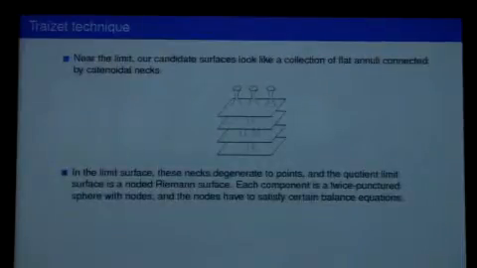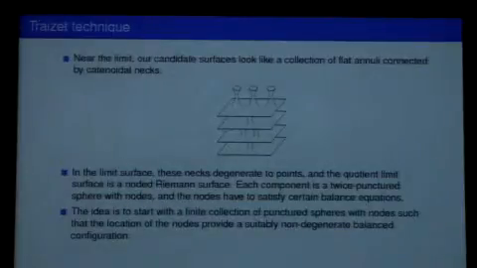In the limit surface, the necks should degenerate to points, like in the animation showed. The quotient limit should be a noded Riemann surface. Each component in that noded Riemann surface will be a twice punctured sphere with nodes on it. And the nodes, in order for this whole thing to work, need to satisfy some balance equations.